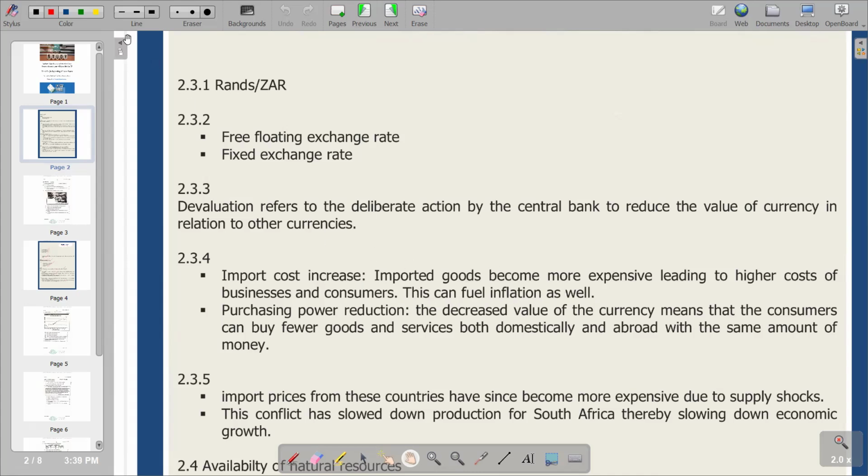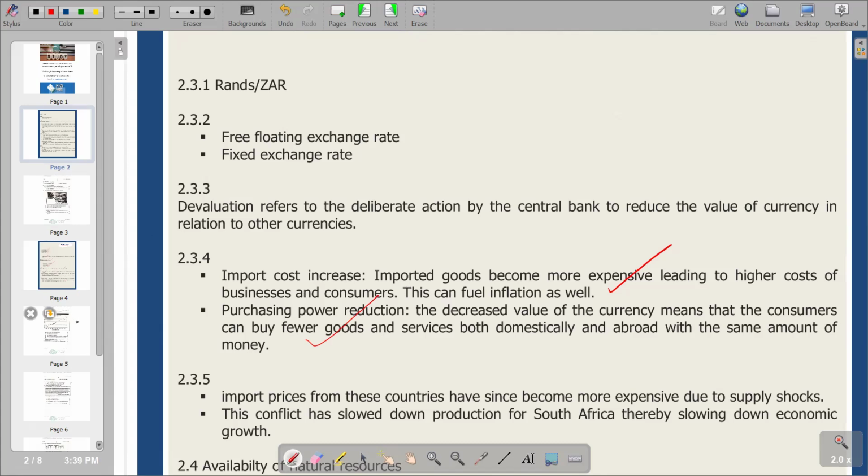So inflation is the final negative effect that we can see that is going to affect the whole economy. Then we've got the third part, purchasing power reduction. The decreased value of the currency means that consumers can buy fewer goods and services, both domestically and abroad, with the same amount of money. So that's another negative that is going to result.